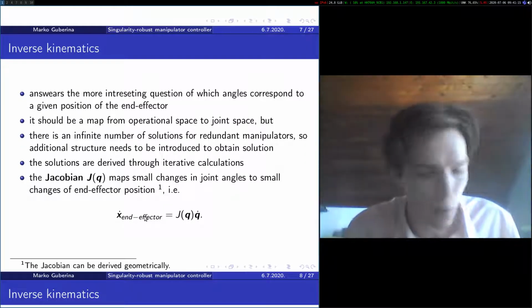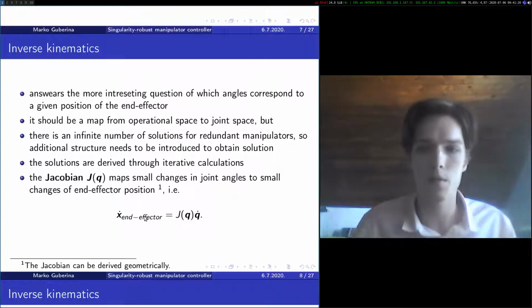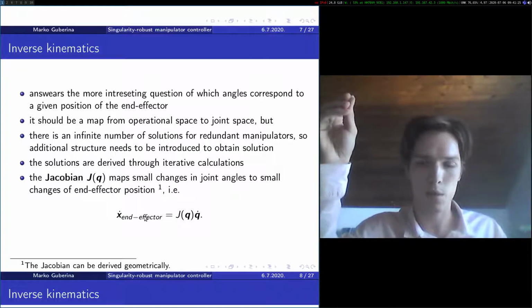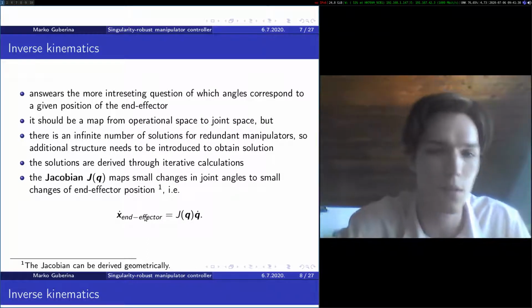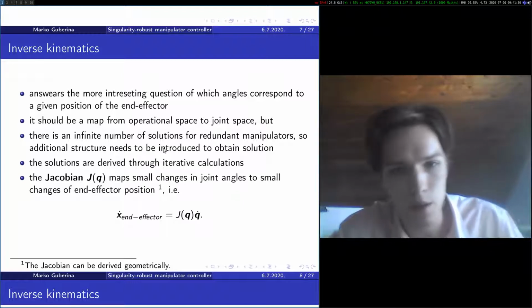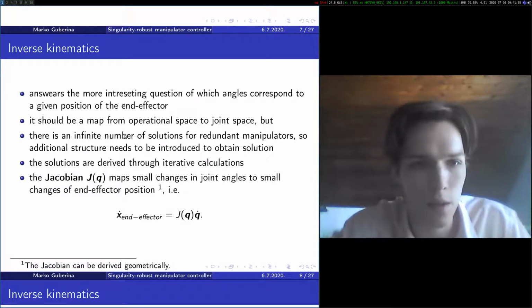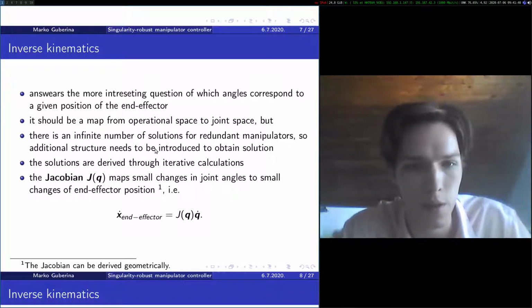Now that was easy, but what we actually want is inverse kinematics. So we have a point where we are. We want to move to another point, and we want to know how we need to change the angles to get to that point, and that's inverse kinematics. So for redundant manipulators, meaning they have more degrees of freedom than needed, we will get an infinite number of solutions, and the dimension of the solution will be n minus 3.